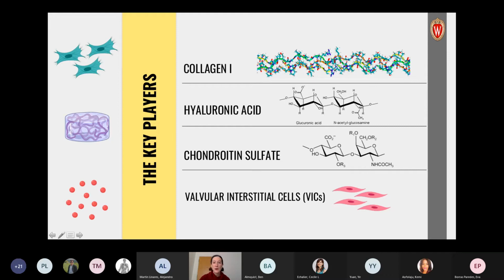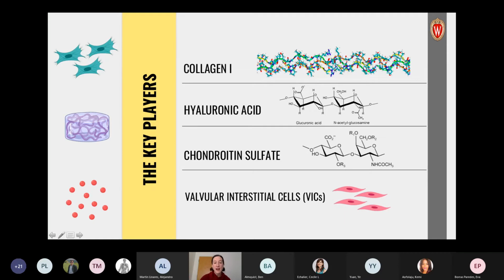So collagen 1 is sort of like the backbone of the valve. It has collagen 1 throughout. And then you have these glycosaminoglycans, or GAGs, and specifically hyaluronic acid and chondroitin sulfate are the GAGs in the valve. And these are also a very big component of the valve, both in the healthy times, but particularly in disease. These are what become enriched by about fourfold in this early disease.